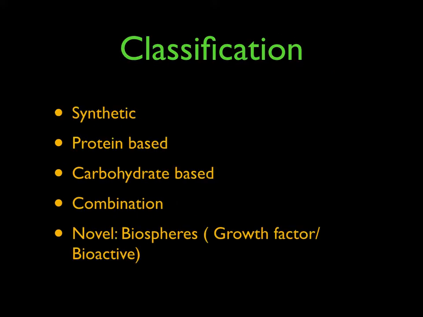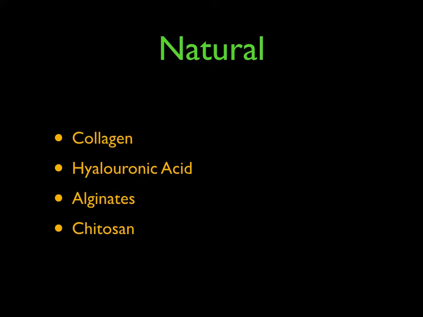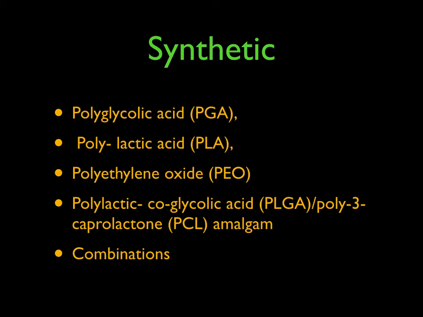When we classify, of course, we classify on the basis of whether they are synthetic, protein-based, carbohydrate-based, a combination, or biospheres where we have bioactive scaffolds. Most of the natural products have been collagen, hyaluronic acid, alginates, chitosans, and gelatins. These are the basic natural products that have always been used as biocompatible things. And over time, as we have seen with suture material, the synthetic things have come, which are PGA, PLA, PEO, PLGA, PCL. Different kinds of polymers have come in, just like the suture material that we use.